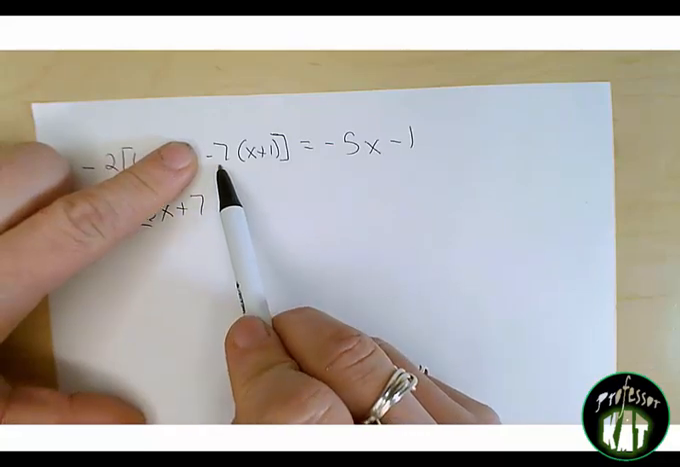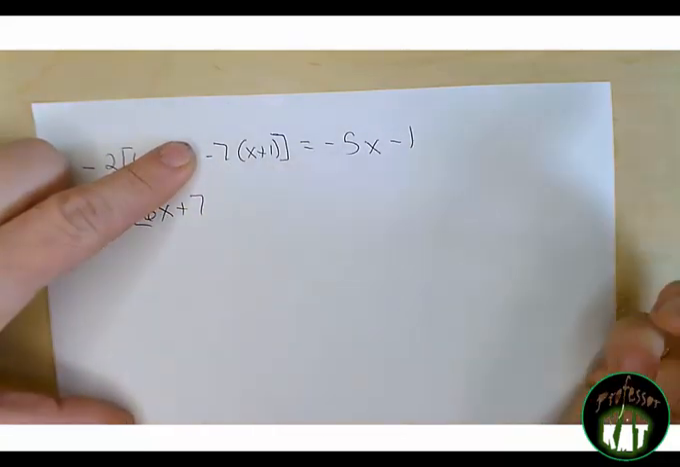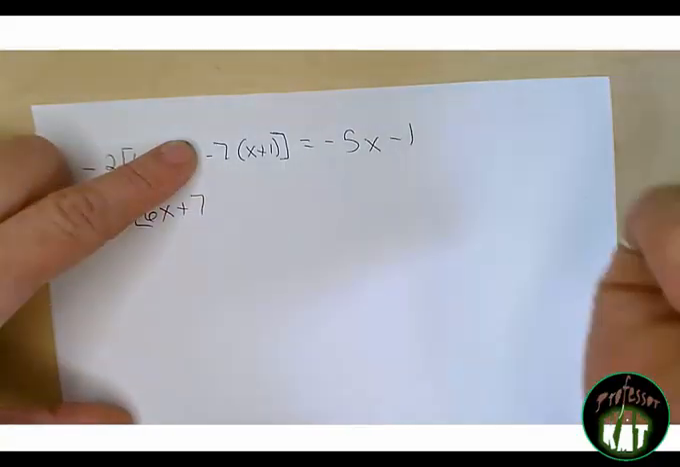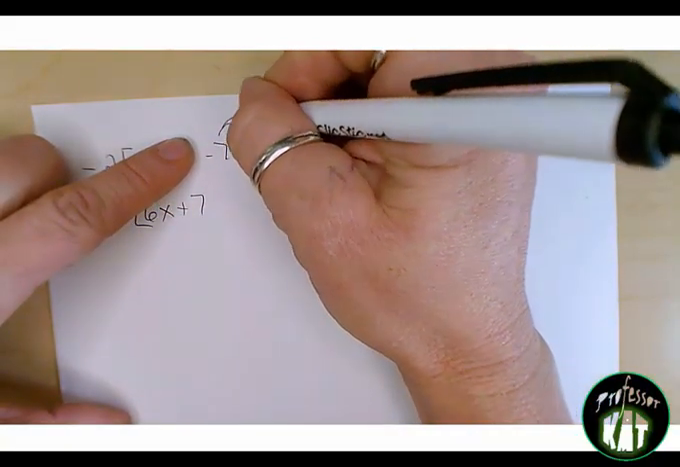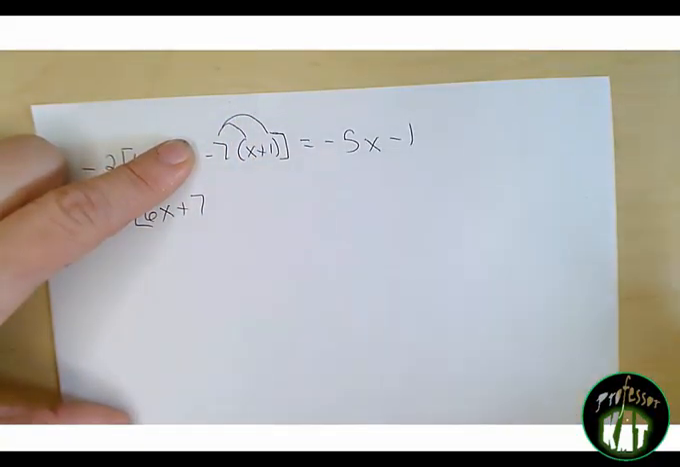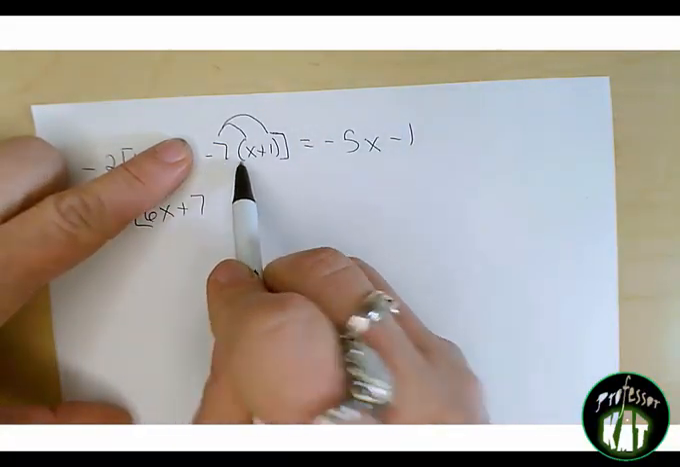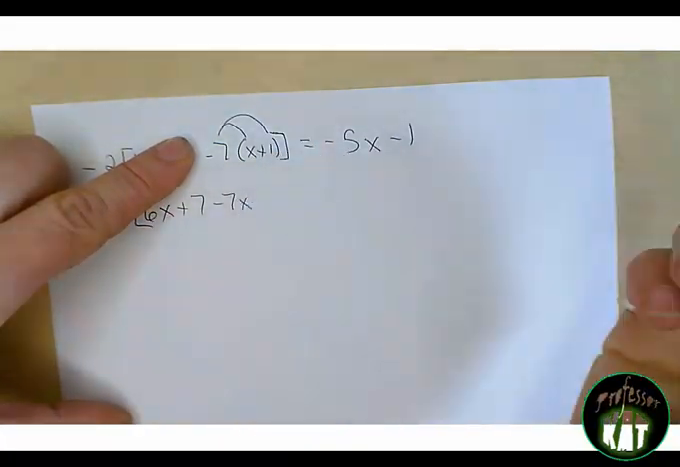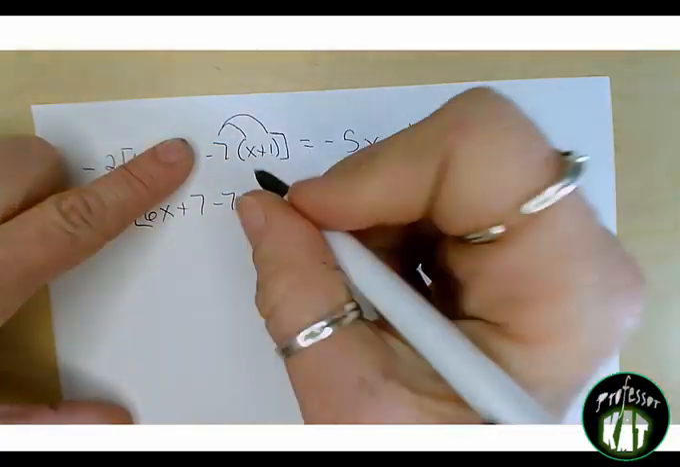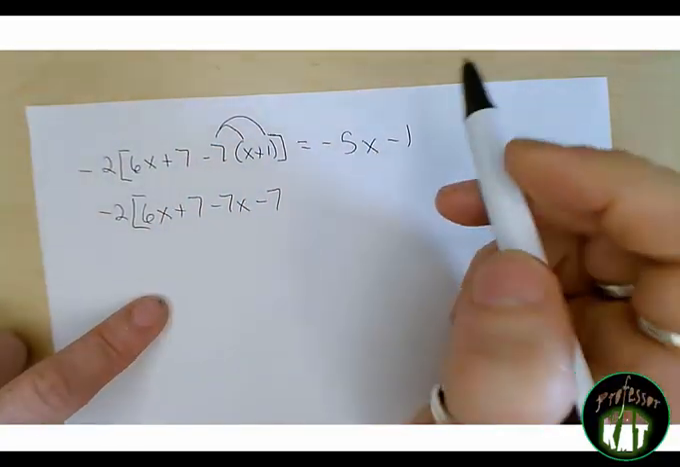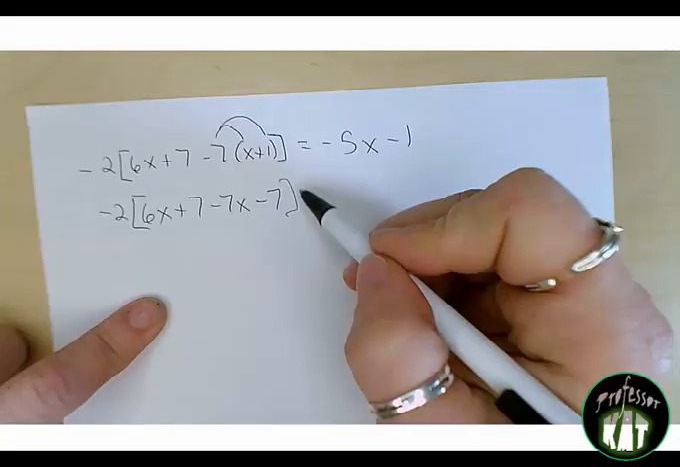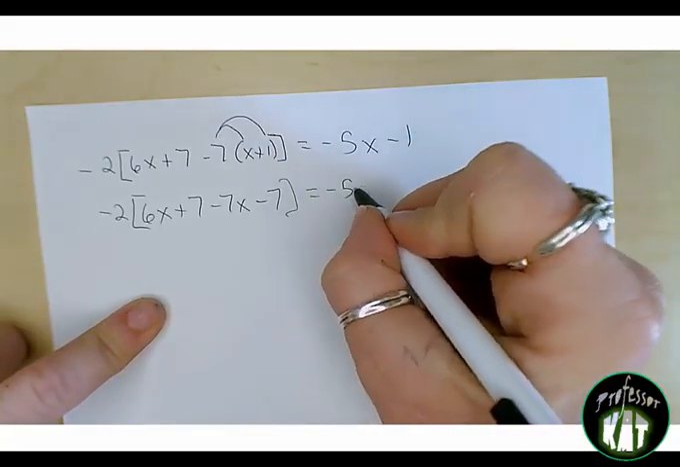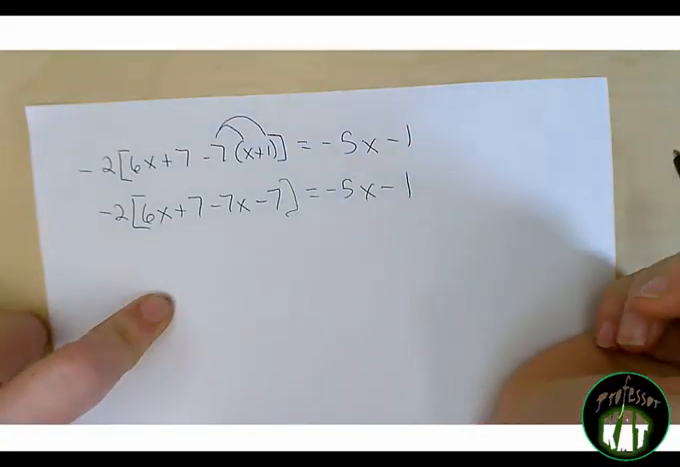Technically, this is a -7 times x plus 1. So this is the distributive property. Take the -7 and multiply it to everything on the inside of the parentheses. -7 times x gives us a -7x, and -7 times the 1 is a -7. Don't forget to put those square brackets on the outside and drop everything else down.